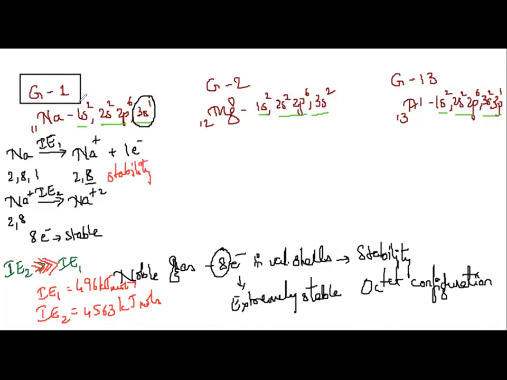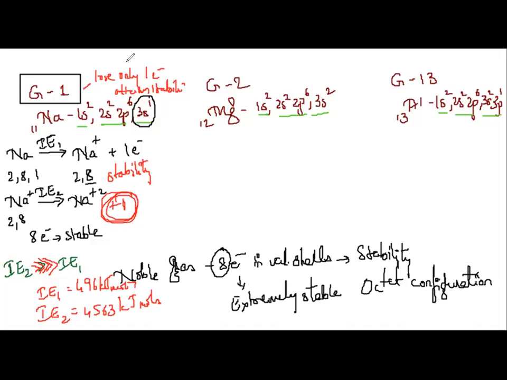Any element of group 1 can lose only one electron and attains stability. Is that clear? Therefore, we say group 1 elements form unipositive ions with valency equal to +1. They form unipositive ions. Is this point clear?